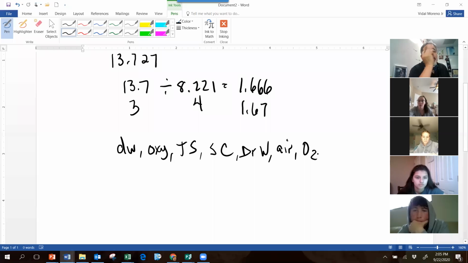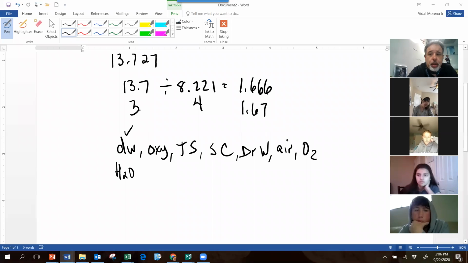Okay. Distilled water is as pure as we can make it. So in theory, distilled water is just H2O. Pure substances can be either elements or compounds. So yes, distilled water is a pure substance. Oxygen can be found on the periodic table. So oxygen is an element. So yes, it is a pure substance.